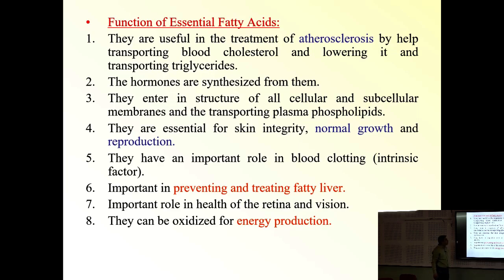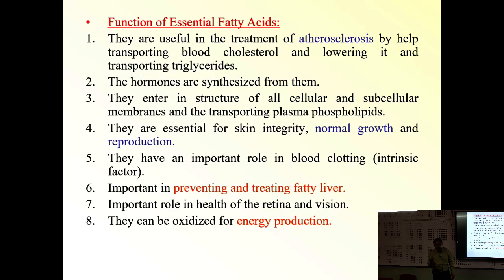They have an important role in blood clotting, intrinsic blood clot, thrombogenesis. They are important in preventing and treating fatty livers, and have an important role in the health of the retina and vision. That I will teach you in the vitamins also: vitamin A, D, E, K. These are the fat soluble vitamins, and they are essential for this. They can be oxidized for energy production. So, these are the essential fatty acids, and they have double bond systems.